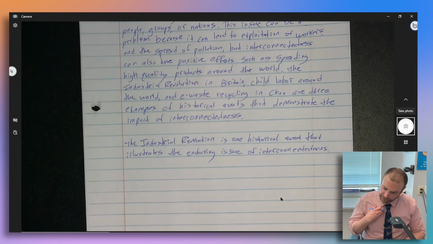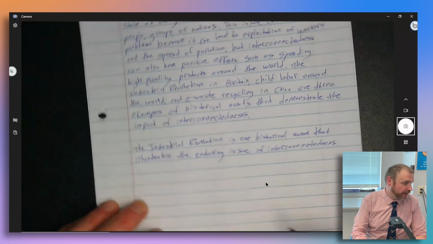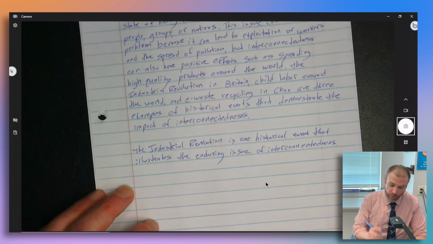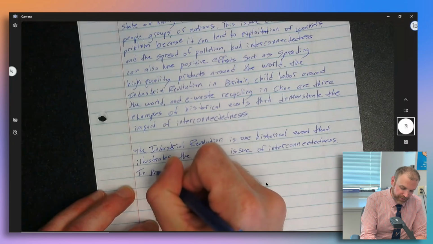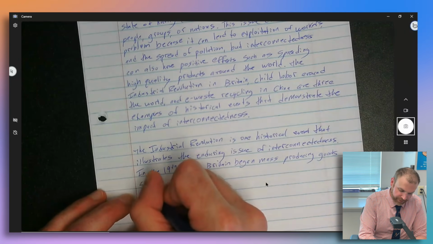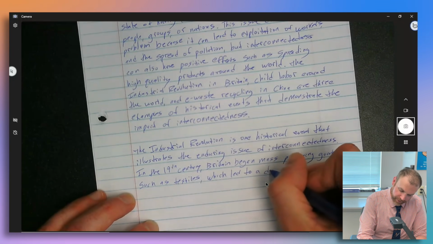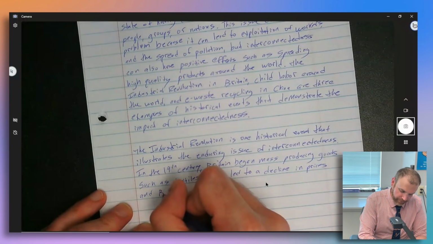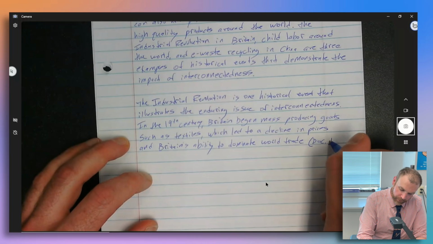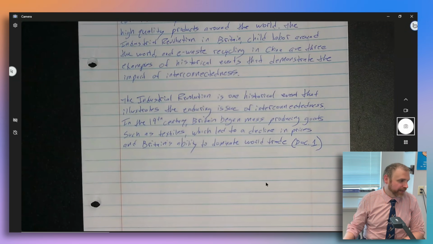All right, so what I'm going to do is I'm going to spend a couple of sentences just summarizing that source. Okay, so I'll do the who, what, when, where, and why stuff. Okay, this is all right from the document, but in my own words. I'll say in the 19th century, Britain began mass producing goods such as textiles, comma, which led to a decline in prices and Britain's ability to dominate world trade. Parentheses, doc 1, because I'm done summarizing the main ideas of that document. Again, where did I get this information?